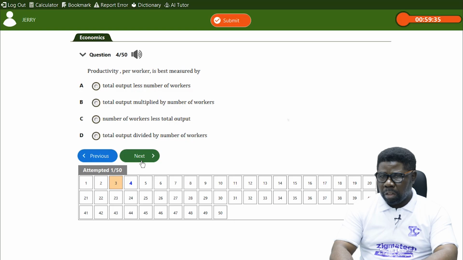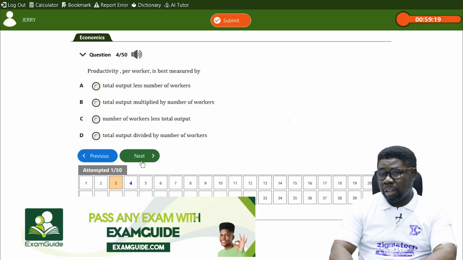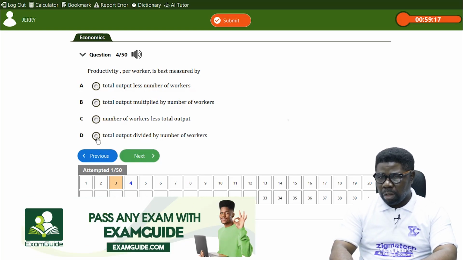Productivity per worker is best measured by what? Is it total output less number of workers? Is it total output multiplied by number of workers? Is it number of workers less total output? Is it total amount of dividend? Total output divided by number of workers? Yes, that's the answer. All right, that's what? That is productivity. The output per labor or man hour. All right, good.